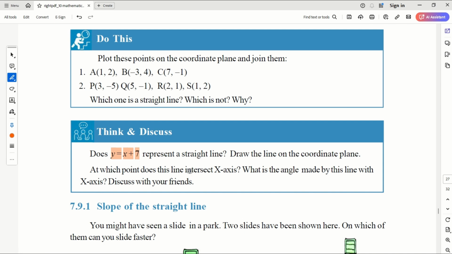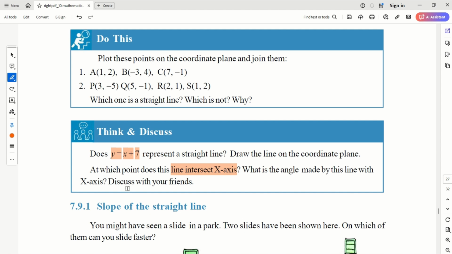Now, at which point does this line intersect the x-axis? On the x-axis the y coordinate is 0, correct? So if you take y equal to 0, x is equal to minus 7. So this line intersects the x-axis at minus 7 comma 0. And what angle does this line make with the x-axis? This is an important question. Our next section basically talks about it.